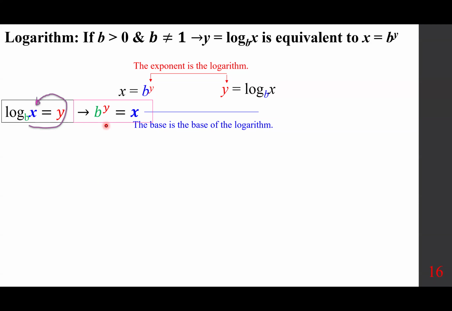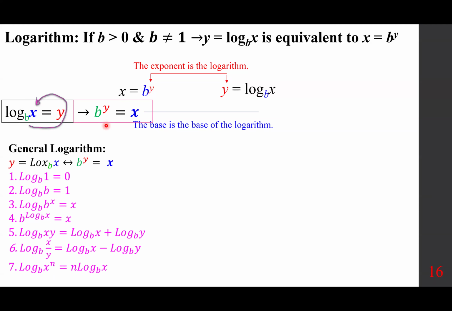pretty much you're in good shape because logarithmic properties follow those. So in the general case where y equals log x base b means b to the power of y equals x, we have the following properties. Log 1 base b is 0, log b base b is 1, log b to the power of x base b is x, b to the power of log x base b is x, log of xy base b is log x plus log y, both of them have base b. Log base b of x over y is log base b of x minus log base b of y, and log base b of x to the power of n is n log base b of x.